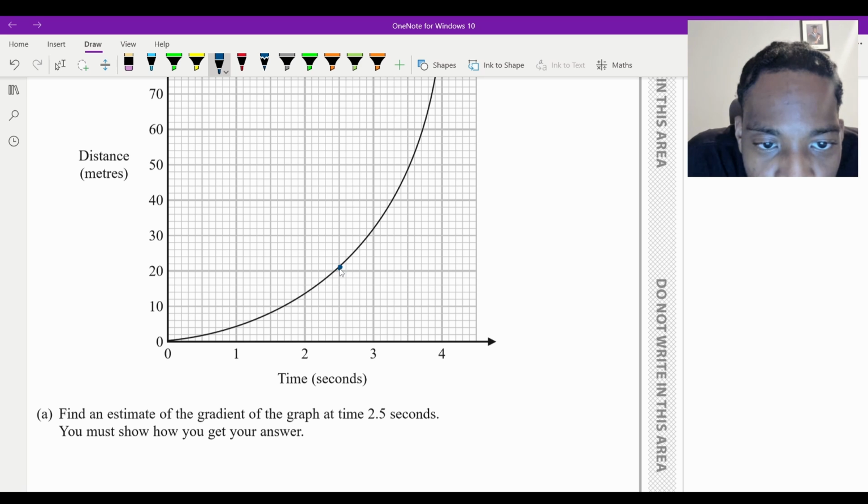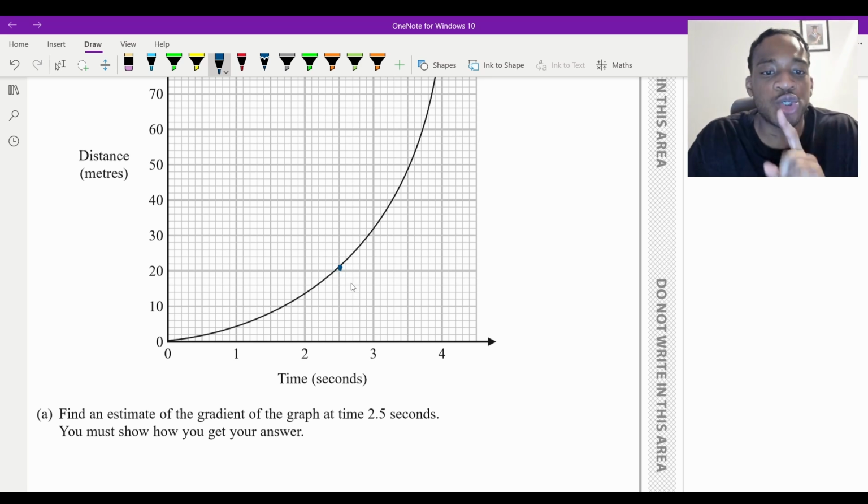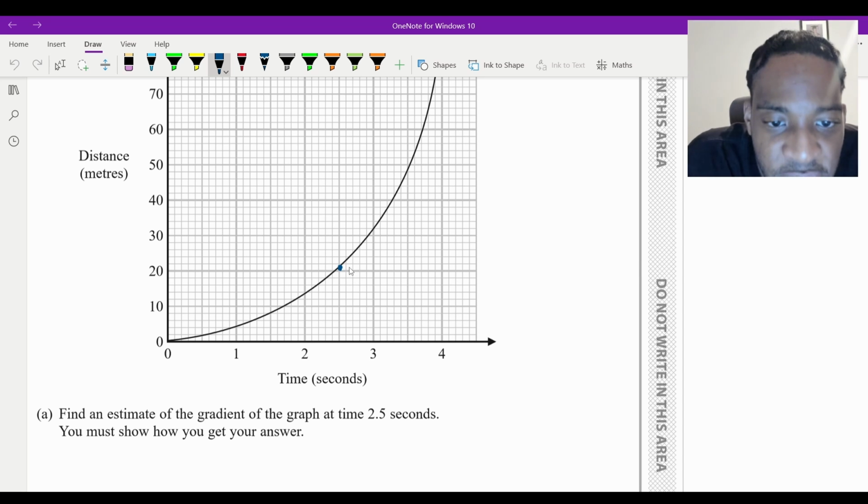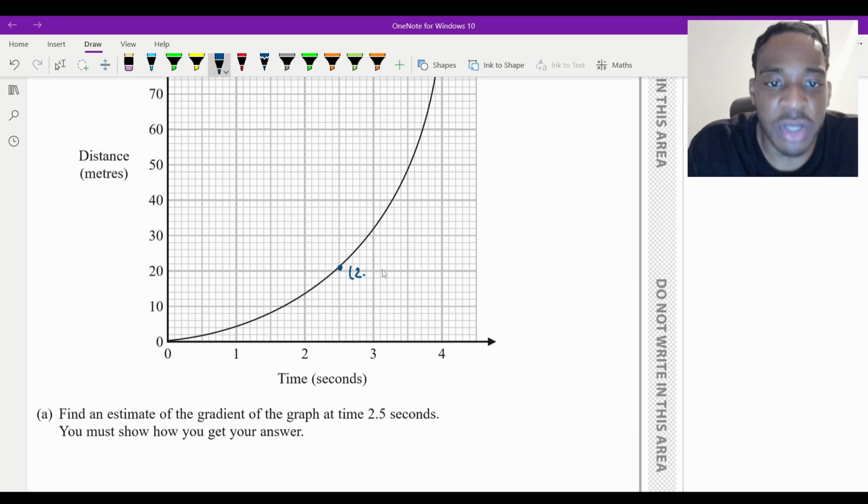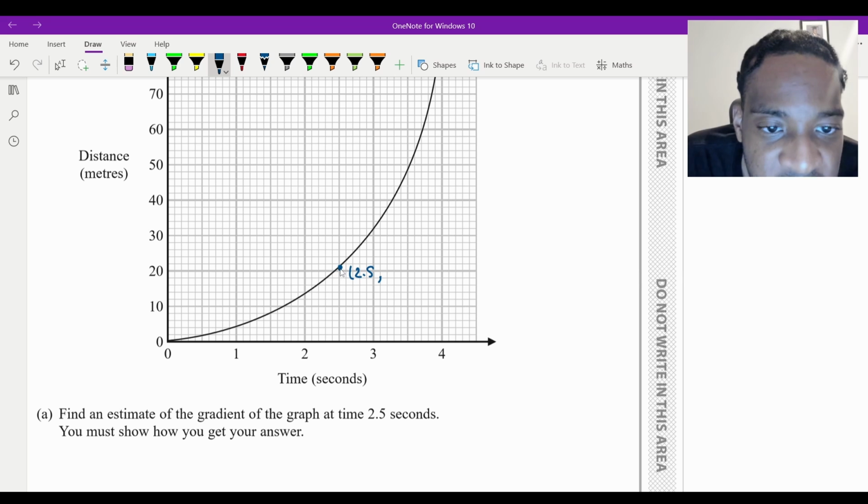And what I always do when I'm doing this question, I always choose the point that they've given us. So 2.5 is going to be the t coordinate or the x coordinate, right? 2.5. And what is the y coordinate here, or the distance? That looks to be, I think that's bang in the middle of 20 and 22, right? Because it goes up in twos, isn't it? So I'm going to say this is 21, right?